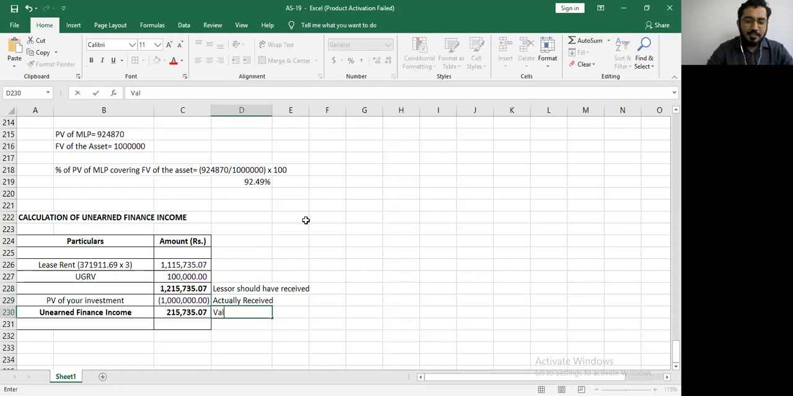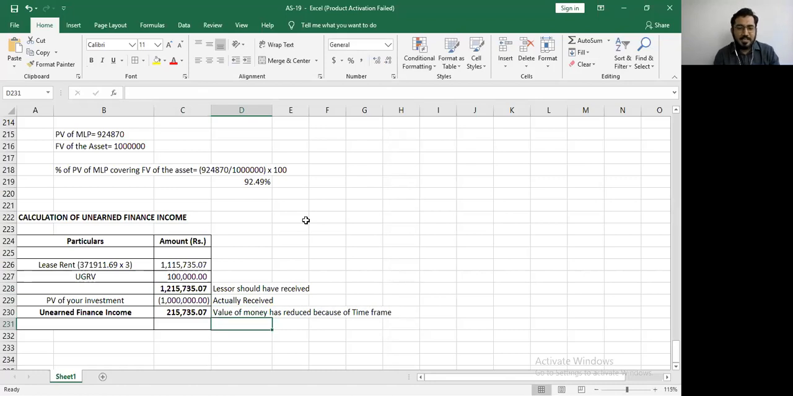The problem is the value of money has reduced because of the time frame. Are you understanding? Which means लेसर को मिलना चाहिए था 12,15,735, उसको मिला उतना ही, लेकिन 3 साल बाद उसकी वैल्यू कितनी हो गई? 10 लाख रुपए. तो बाकी के पैसे जो हमको कम मिले, जो हमारे चले गए बिकॉज ऑफ टाइम वैल्यू ऑफ मनी, इज नोन एज माय अनअर्न्ड फाइनेंस इनकम. So this unearned finance income is a result of time value of money.